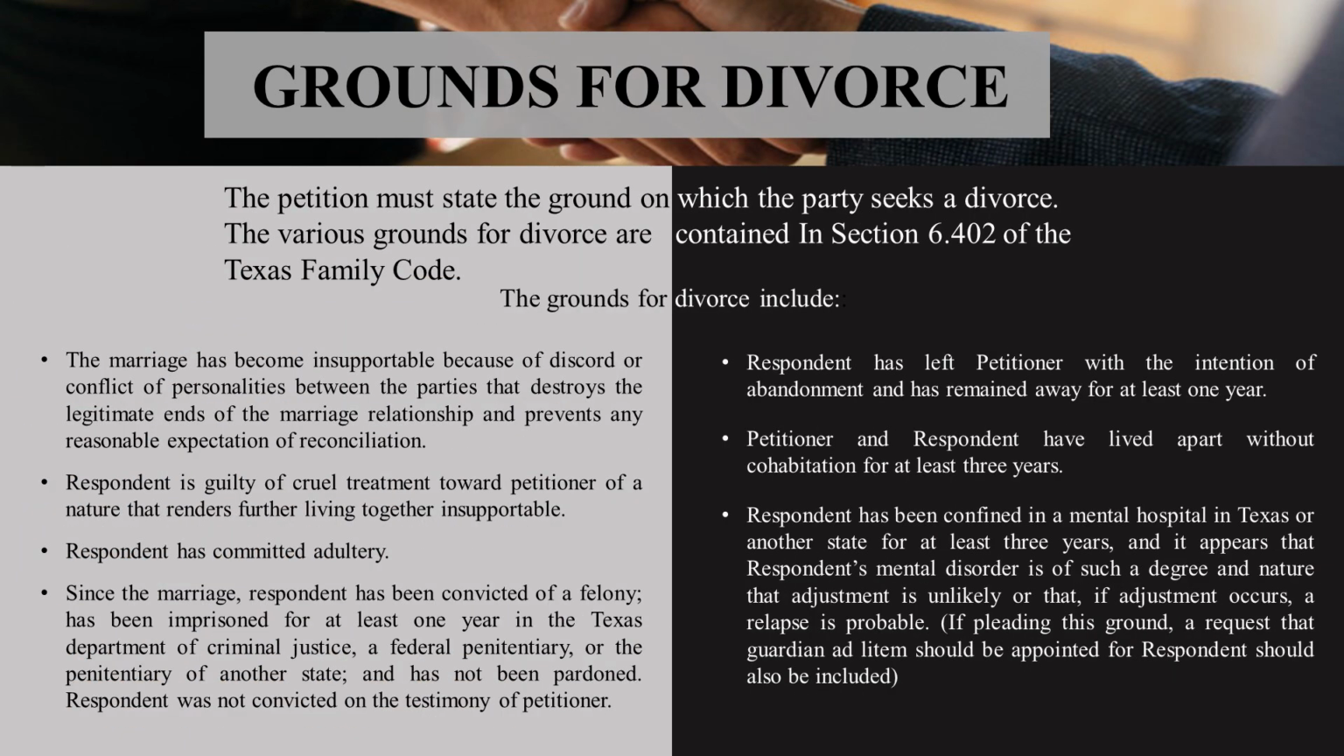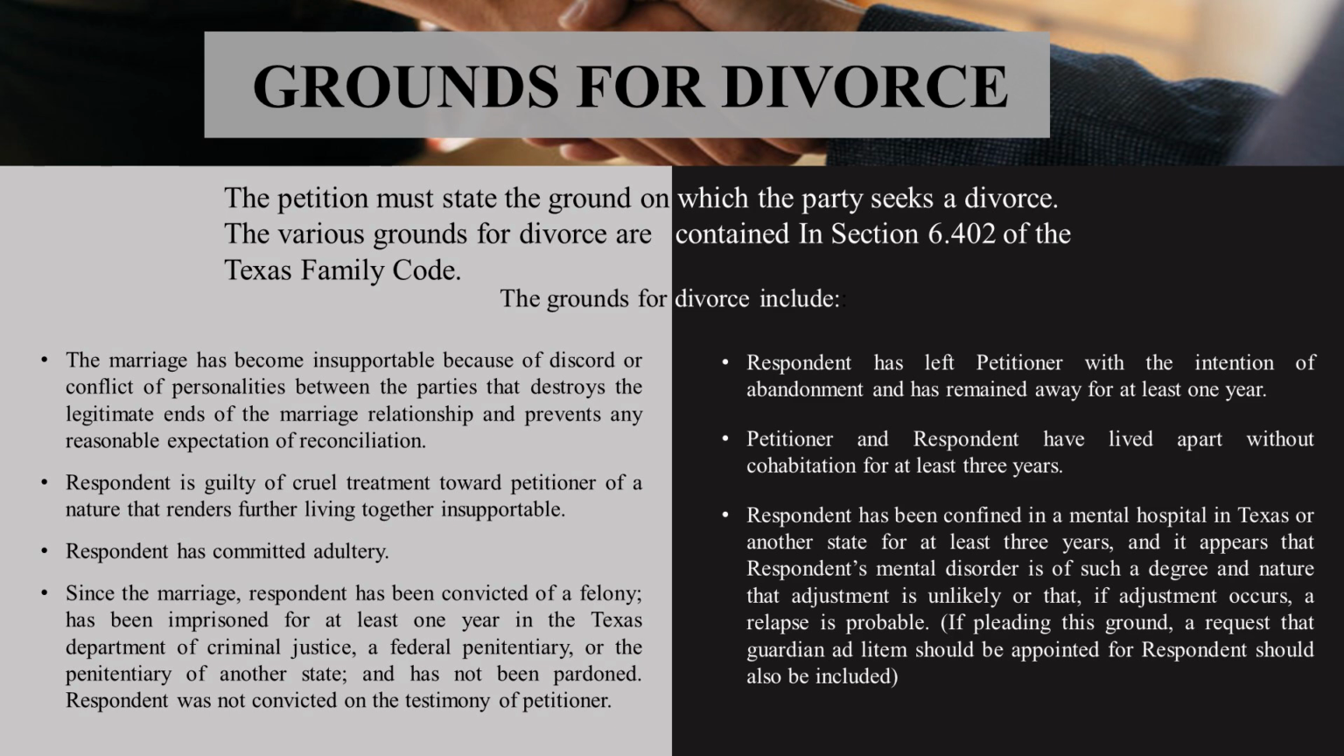Your grounds for divorce: the petition must state the grounds on which a party seeks divorce. The various grounds are contained in Section 6.002 of the Texas Family Code. Those grounds for divorce include no-fault divorce, which is that the marriage has become insupportable because of a discord or conflict of personalities between the parties that destroys the legitimate ends of the marriage relationship and prevents any reasonable expectation that the parties would reconcile. Cruel treatment towards the other party. Adultery. Since the date of the marriage, one of the parties has been convicted of a felony and has been in prison for at least 1 year.